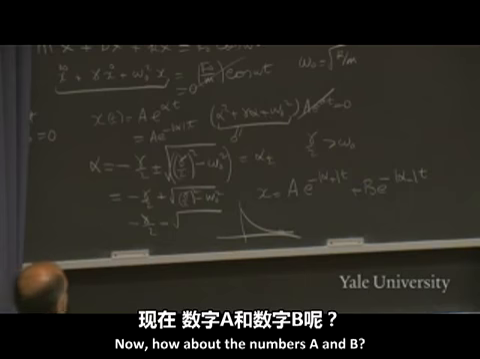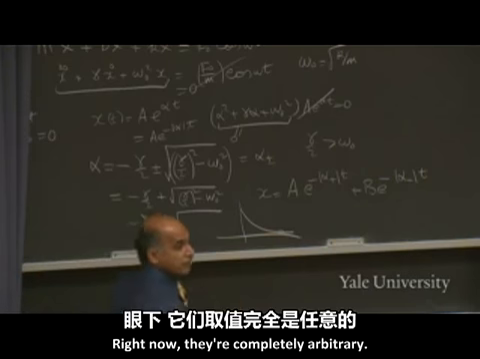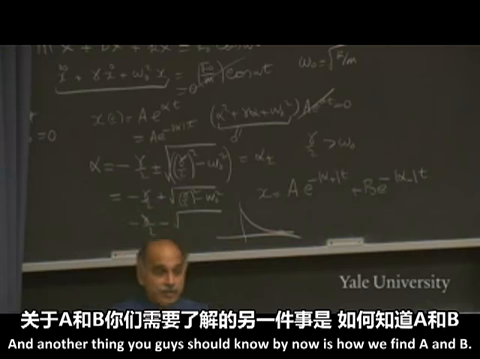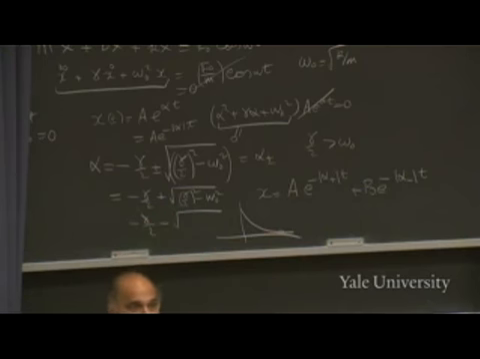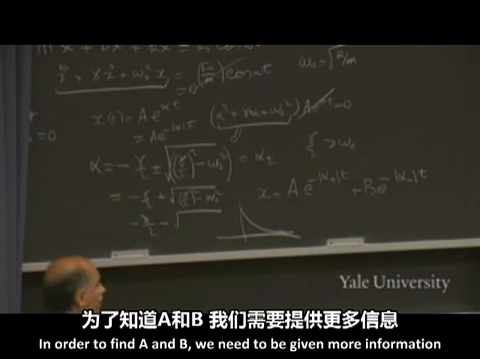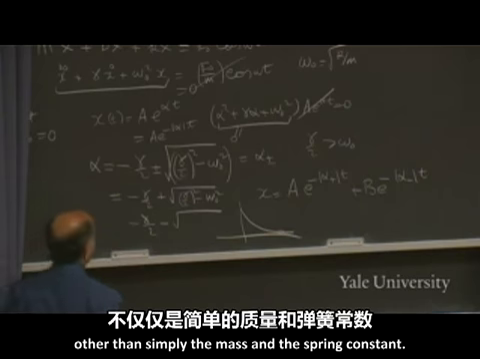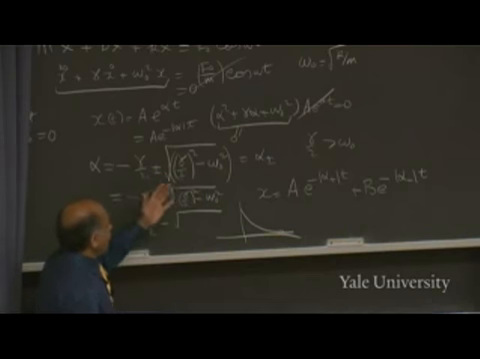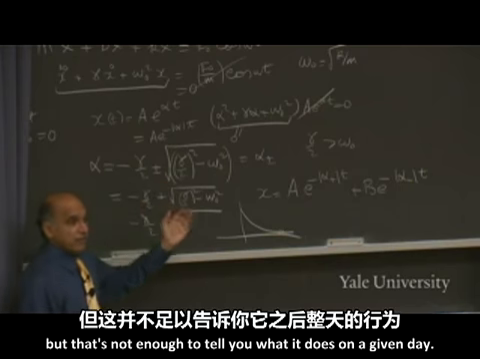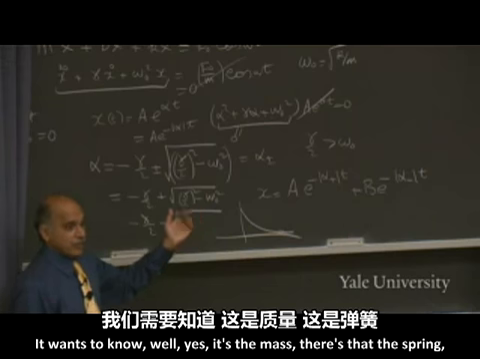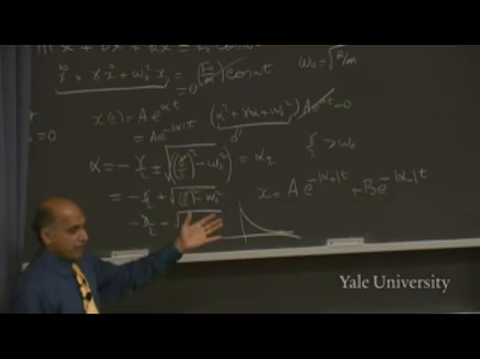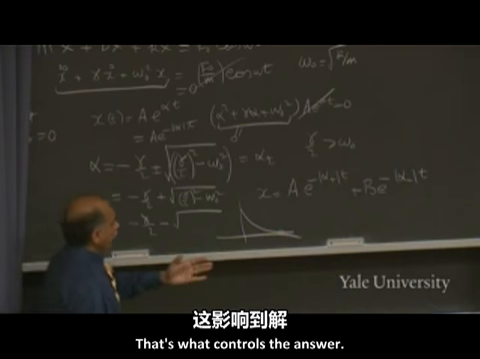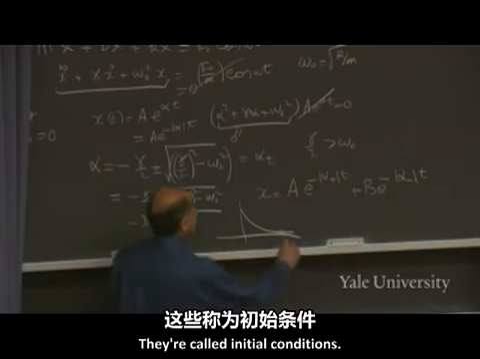Now how about the numbers a and b? Right now they are completely arbitrary. And another thing you should know by now is how we find a and b. In order to find a and b, we need to be given more information other than simply the mass, the spring constant, and the friction coefficient, which is not enough to tell you what it does on a given day. It wants to know, yes, it's the mass and that spring, but did you pull it or release it this way or that way? That's what will control the answer. They are called the initial conditions.